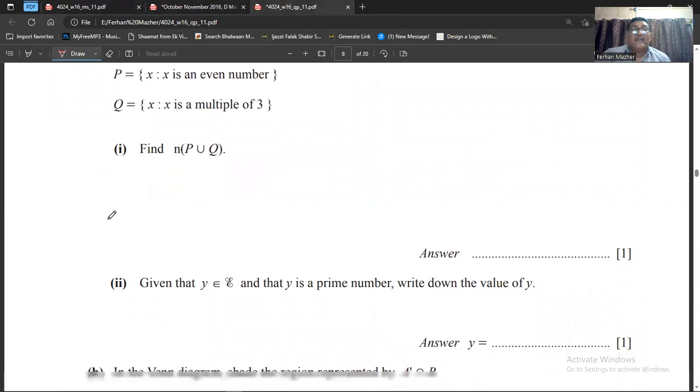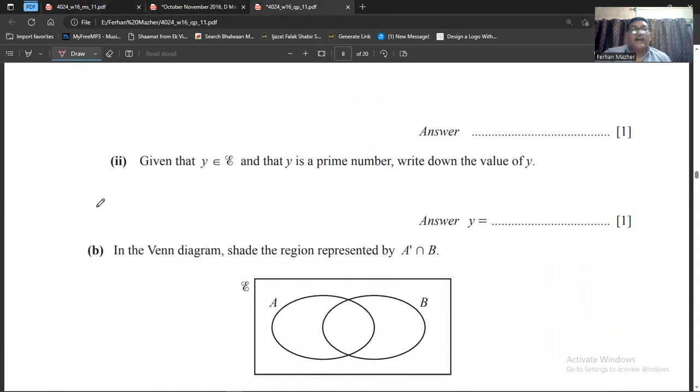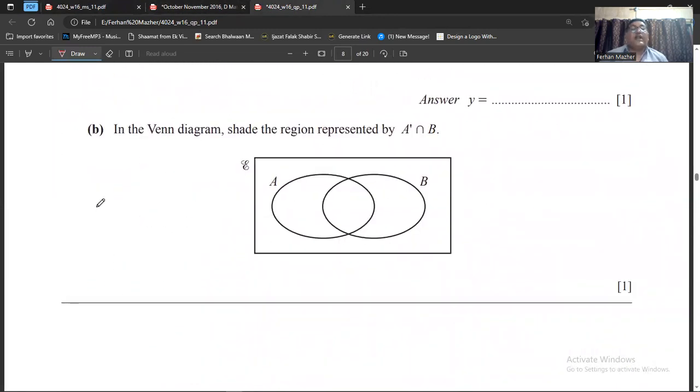Hopefully you understand. Now we have question number 12B. He says, in the Venn diagram, shade the region represented by A complement intersection B. A complement means you have to remain outside the circle of A, and outside the circle of A, you shade that portion which is common with B. So outside A, but common with B, and that will be this portion. So I will shade it.